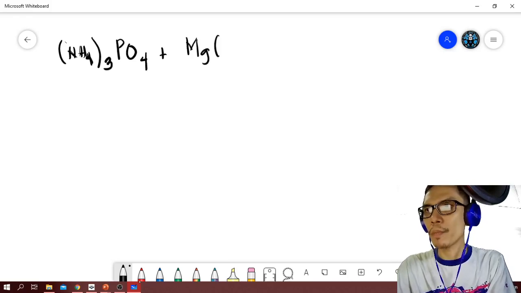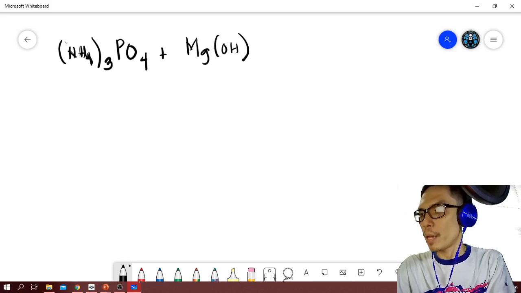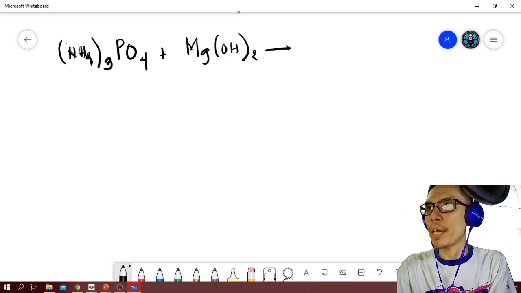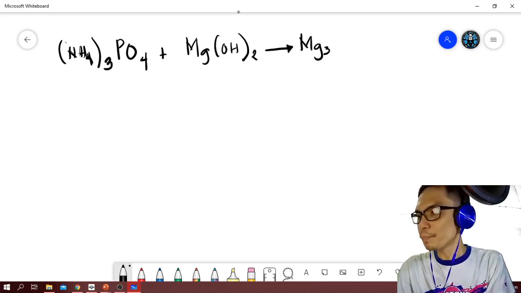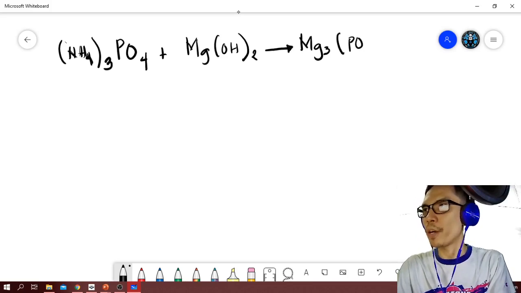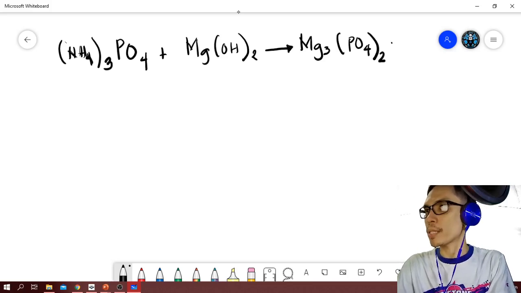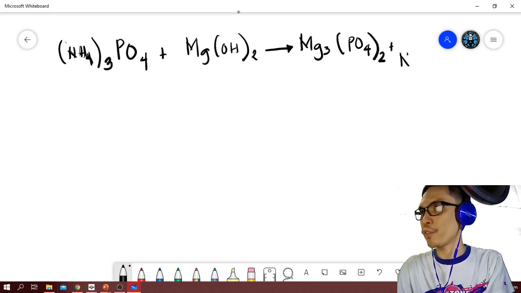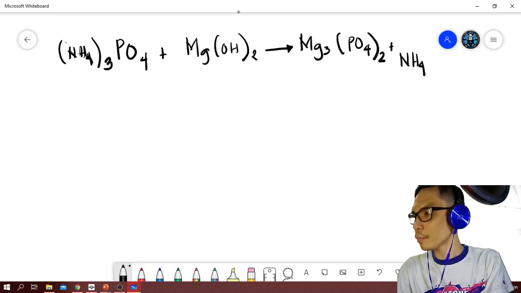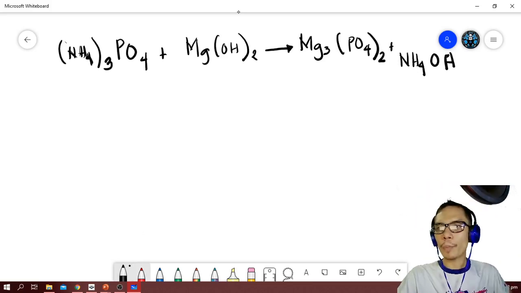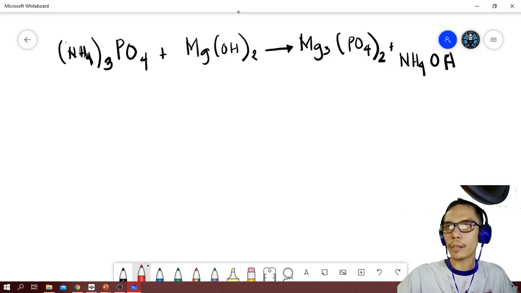Plus magnesium hydroxide, Mg(OH)2. Next, on the other side of the arrow, we have Mg3(PO4)2, plus NH4OH. There's no parenthesis on that. So, the question is how to balance this one.